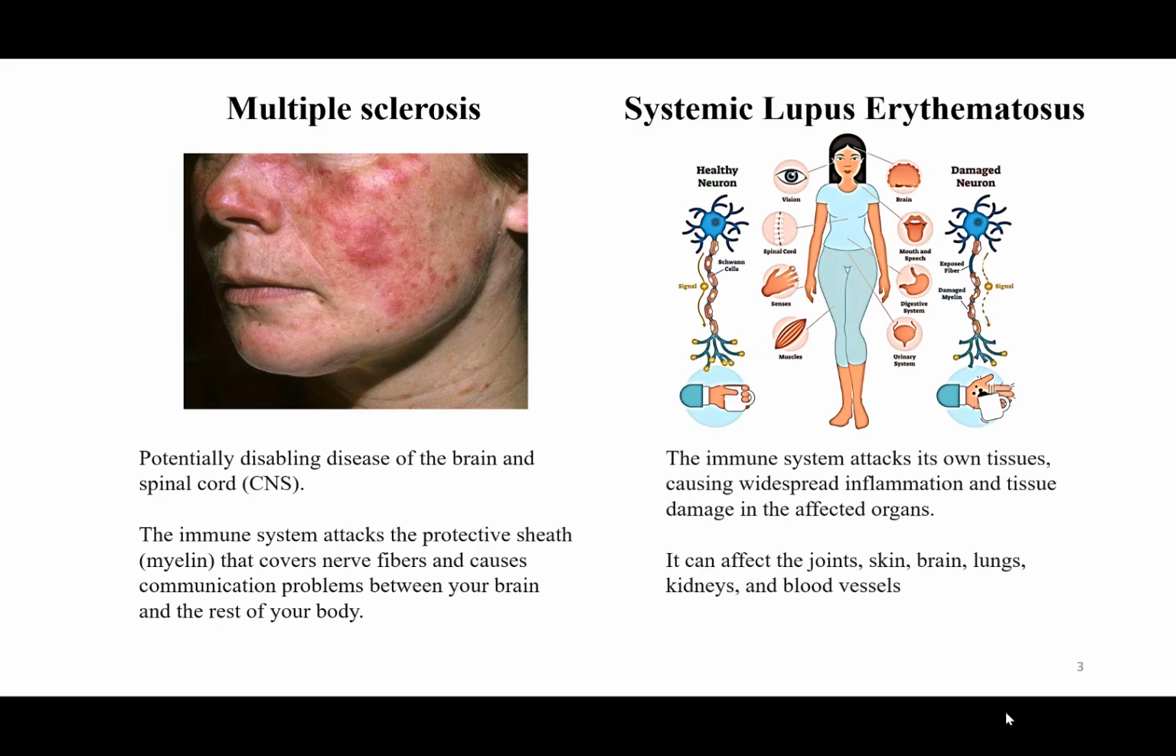Systemic lupus erythematosus. This is an immune system disease where it attacks its own tissues, causing widespread inflammation and tissue damage in the affected organs. This can affect the joints, skin, brain, lungs, and several other organ systems.